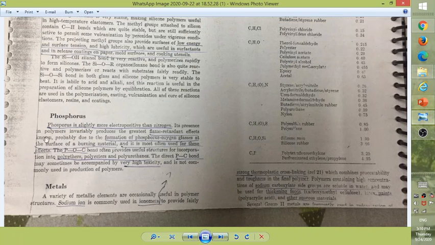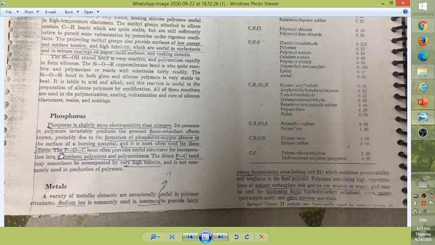So its presence in polymers invariably produces the greatest flame retardant effects known, probably due to the formation of phosphorus oxygen glasses at the surface of the burning material, and it is most often used for these effects. So what do these phosphorus oxygen glasses do? They do not let the polymeric material burn further. Therefore, it acts as a flame retardant.